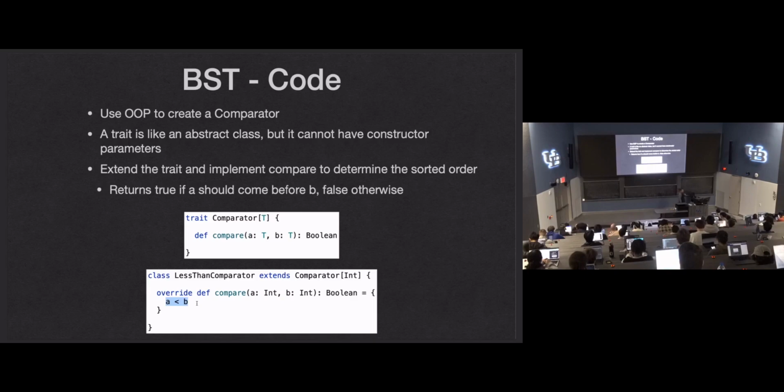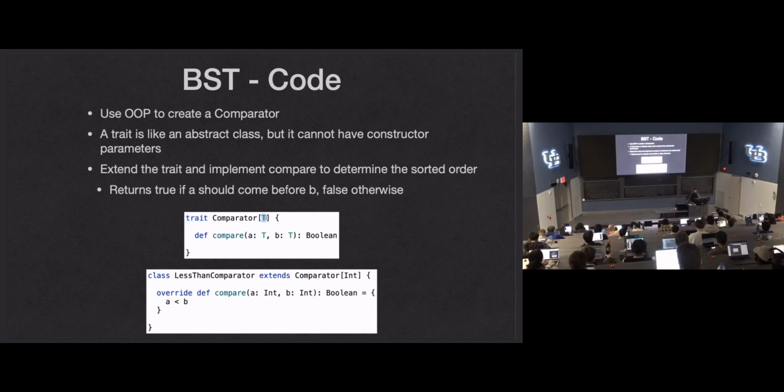So less than comparator is going to give us the standard default comparator that we're used to, just sorting things in increasing order, sorting these integers in increasing order. So trait, this is the one new thing we didn't talk about during the OOP weeks. Trait is just like an abstract class, except it can't have any constructor parameters. It can, of course, have type parameters.